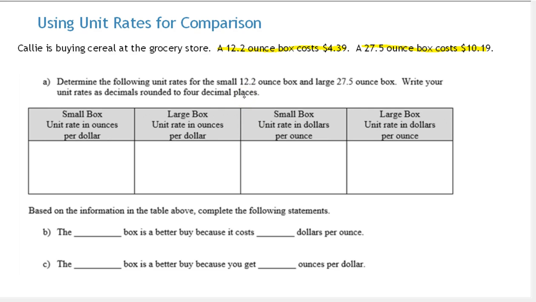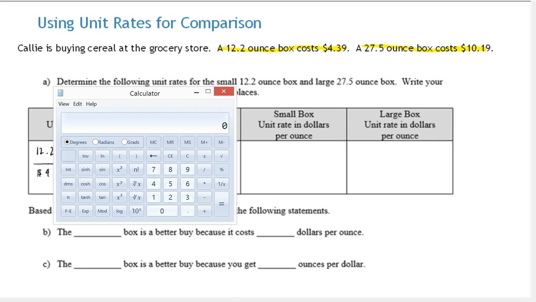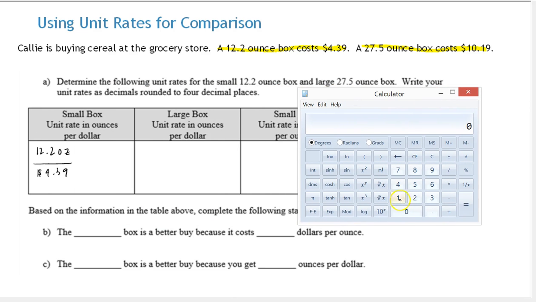So we have a table. First, we're asked to find the small box unit rate in ounces per dollar. So here's our small box information. We want ounces per dollar, so 12.2 ounces over $4.39. Now we want to write this as a unit rate, so I'm going to divide 12.2 by 4.39.